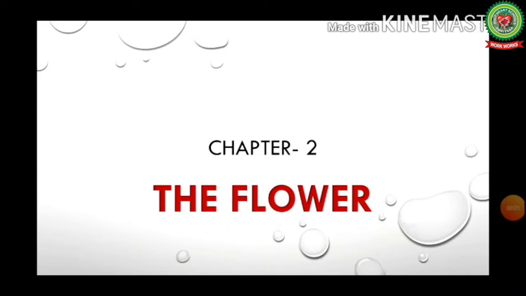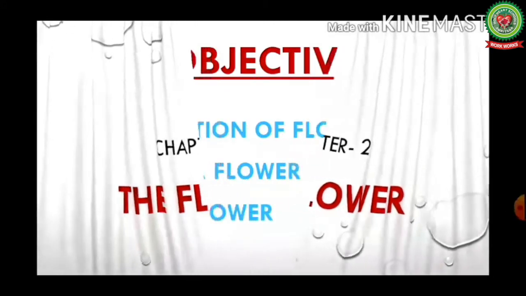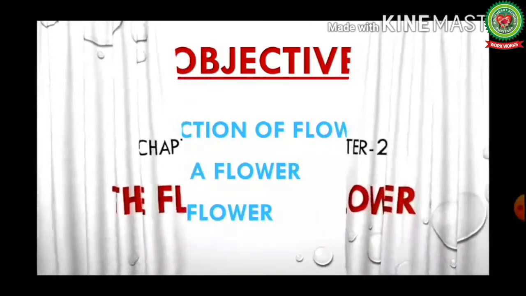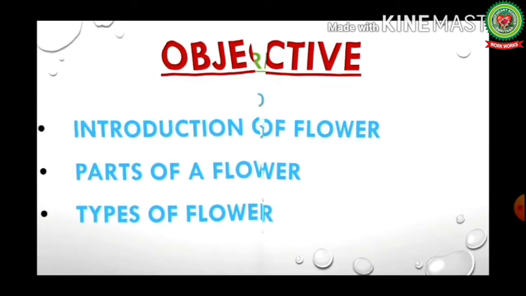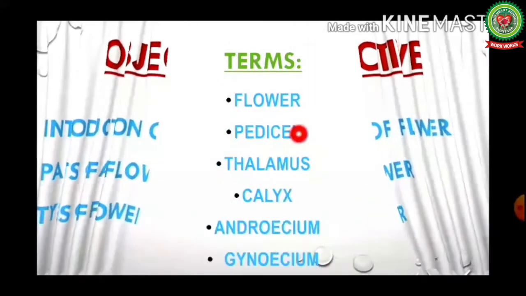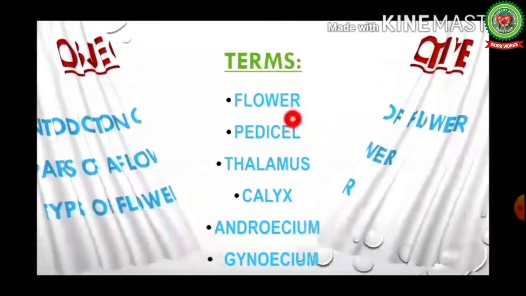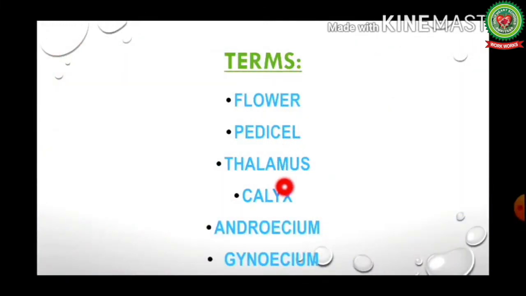Today we are going to start with the discussion of chapter number 2, the flower. The main objectives of today's topic are introduction of flower, parts of a flower and types of flower. The main terms we will learn in this topic are flower, pedicel, thalamus, calyx, androecium and gynoecium. Now students, let's talk about the flower.